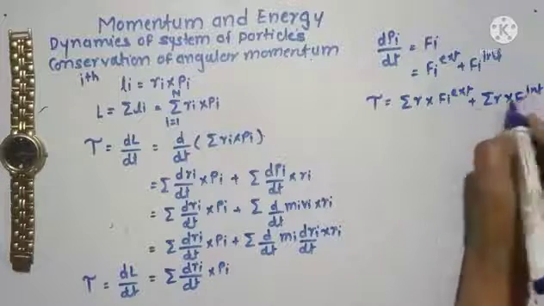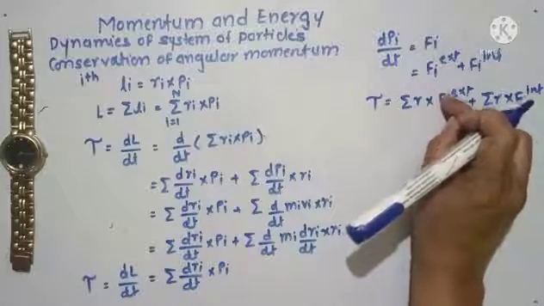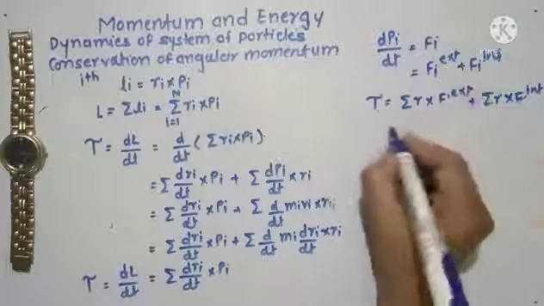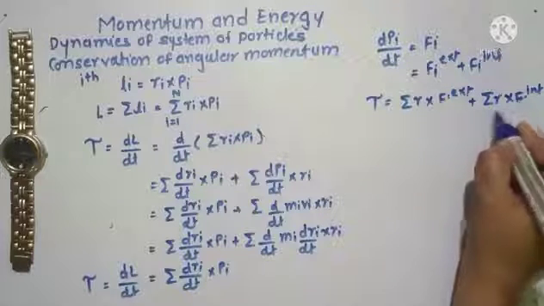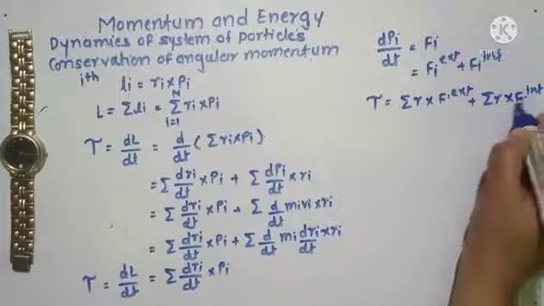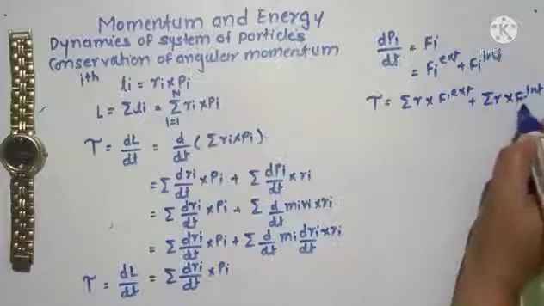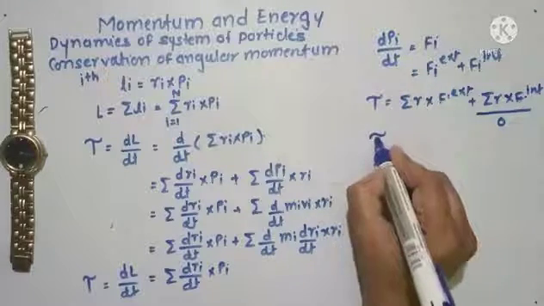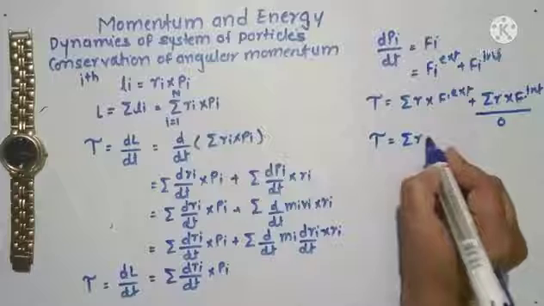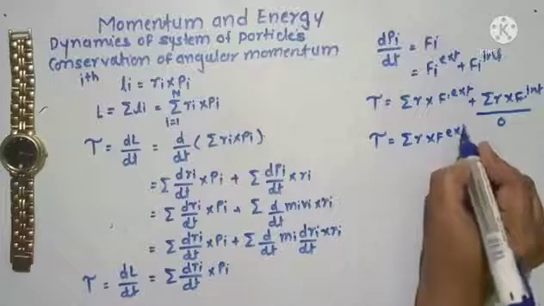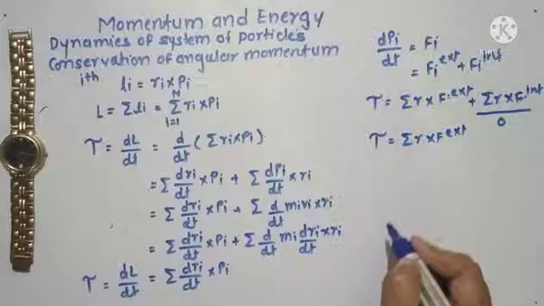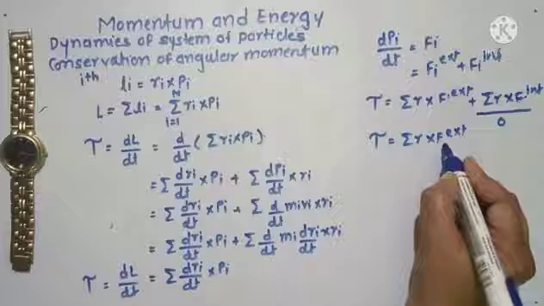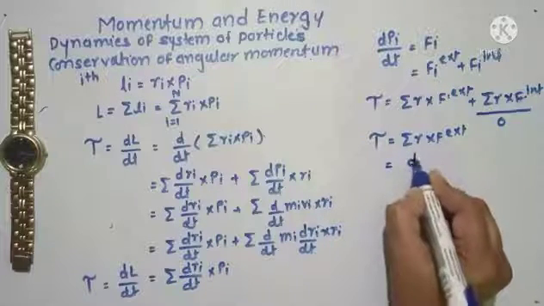So as we are taking it inside the summation, I will remove this i particle index, because when we are saying the summation, it will be over all the particles. And from Newton's third law, we know that the internal interaction force between any two particles will cancel to 0. So this term will become 0, and we are going to get tau is equal to the summation R cross F external.